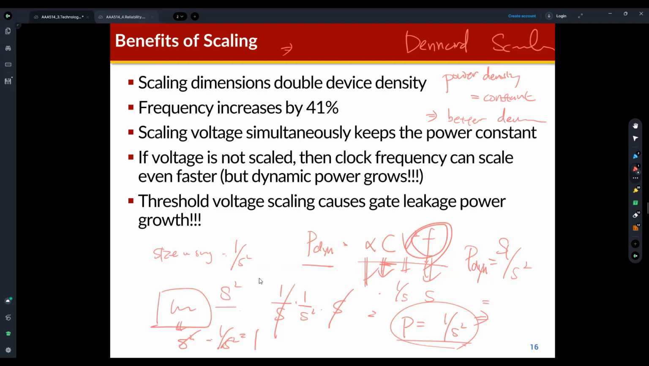But the bad thing is that Dennard scaling ended actually some years ago. It ended between 2000 and 2010. So it has already ended, which means the power density of a processor is increasing by year.